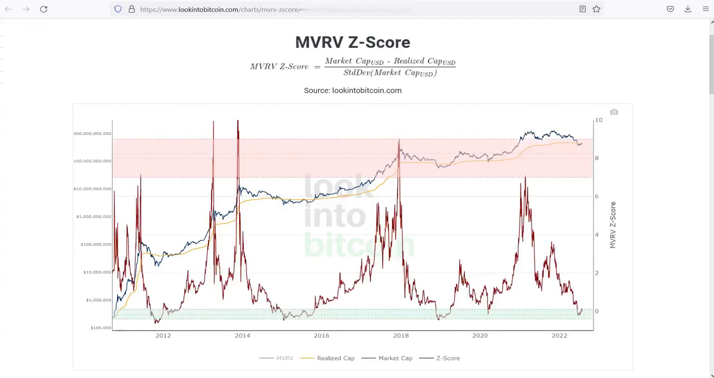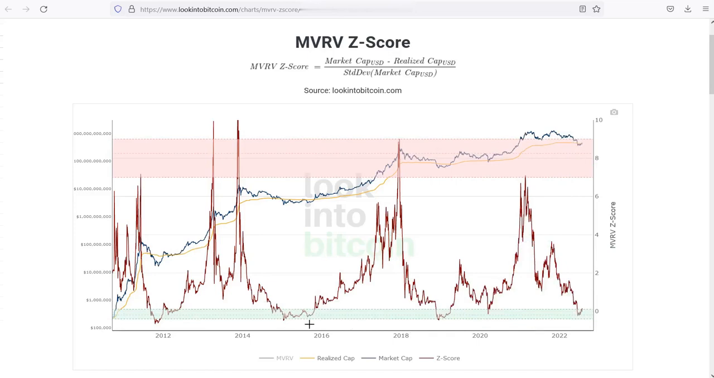The next in line is the MVRV Z-score. This is something I've touched upon before, but this chart is a complement to the previous chart of the realized price, where what you basically need to see is this brown line. When this goes above this, into the pink territory, that has marked historically an overbought zone. And similarly, when we enter this green territory, we have marked the bear zone.